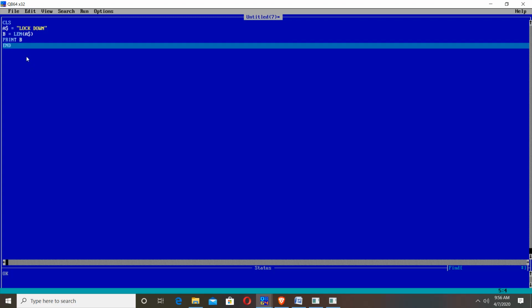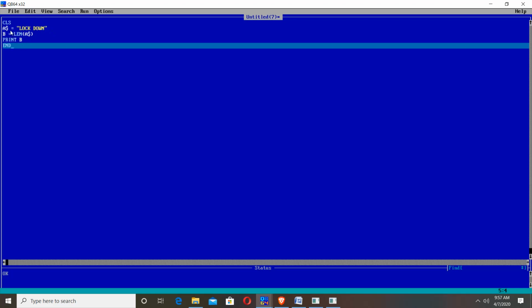Now the LEN function is used to find the length of the string. Length means how many characters are used in the given string. That will be found by the LEN function. So how many characters are here? 1, 2, 3, 4, 5. Remember that space also should be counted. 5, after that 6, 7, 8, 9. So 9 different characters are used. Now what should be the value of B? The value of B should be 9 because we have already said that the LEN function is used to find the length of the string.